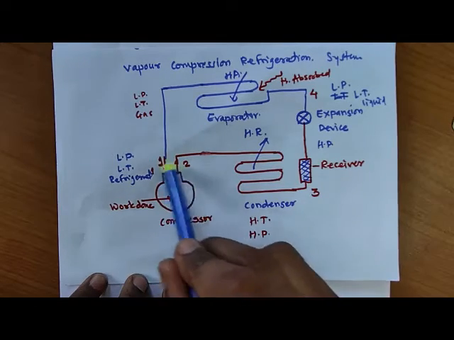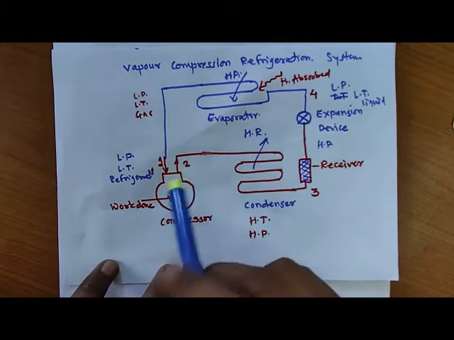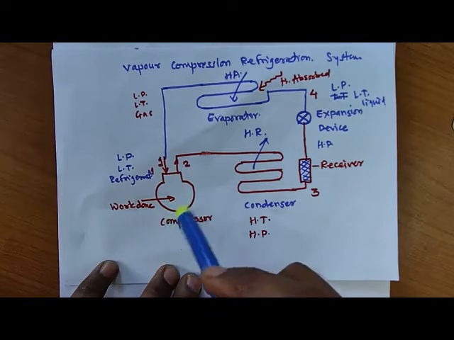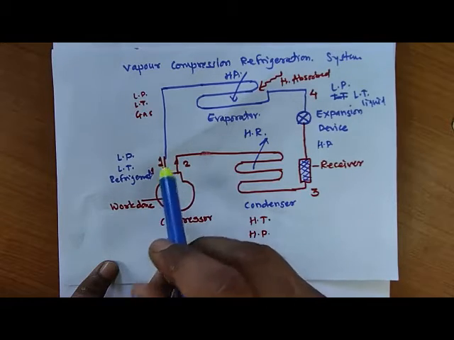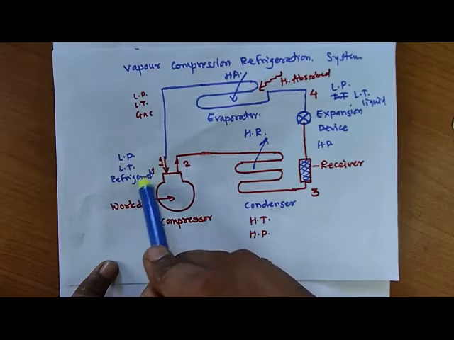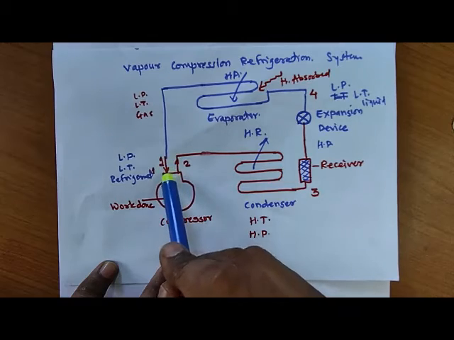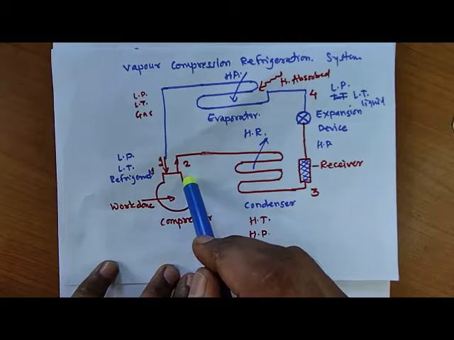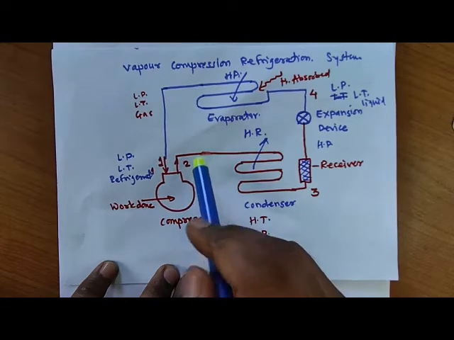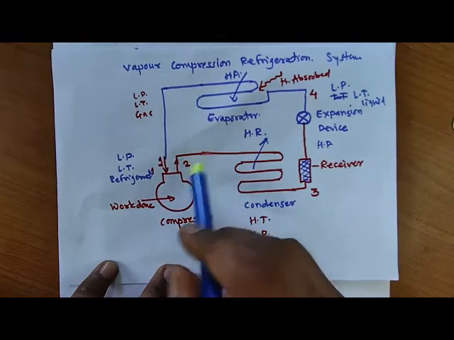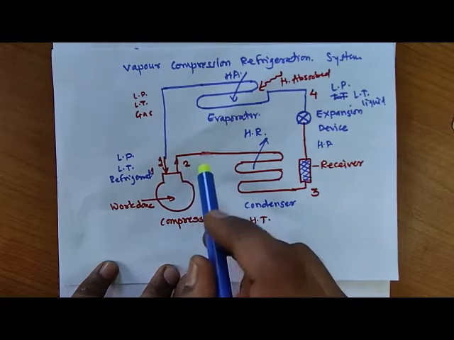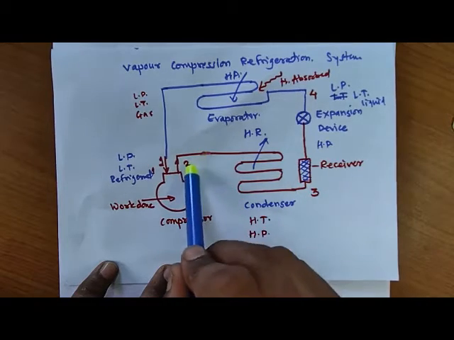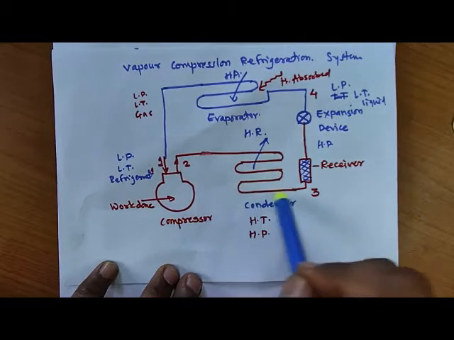We will start from the compressor. For the compressor we supply work in the form of mechanical work. Here the low pressure and low temperature refrigerant is the inlet to the compressor. After supplying the work, we increase the pressure of this refrigerant and it becomes available in gas form. So at the outlet of the compressor we have high pressure and high temperature gas refrigerant. That refrigerant is supplied to the condenser.